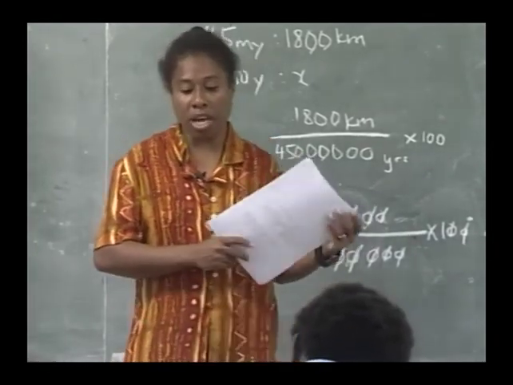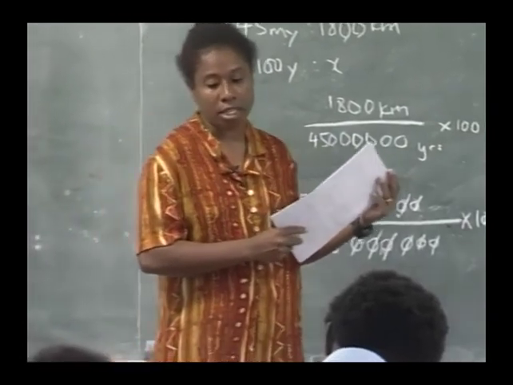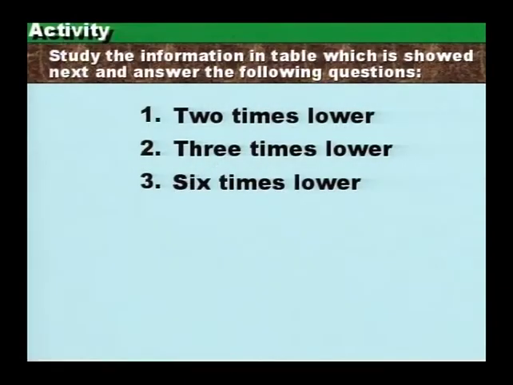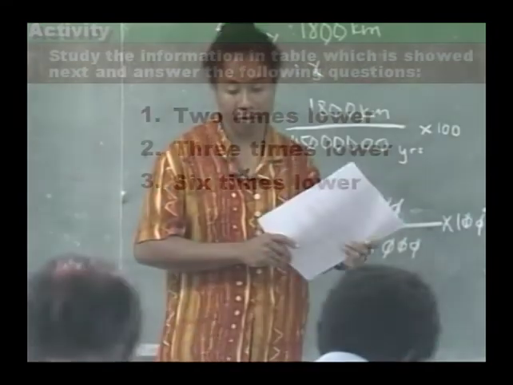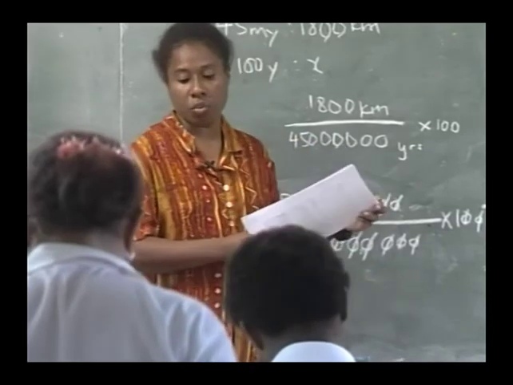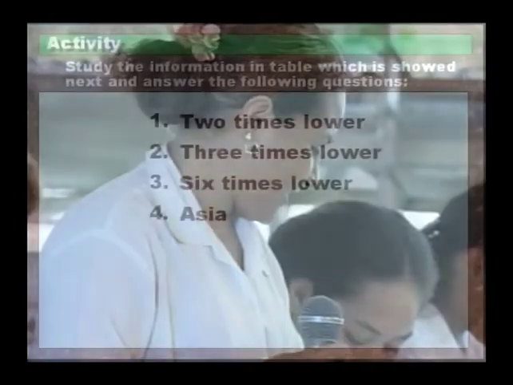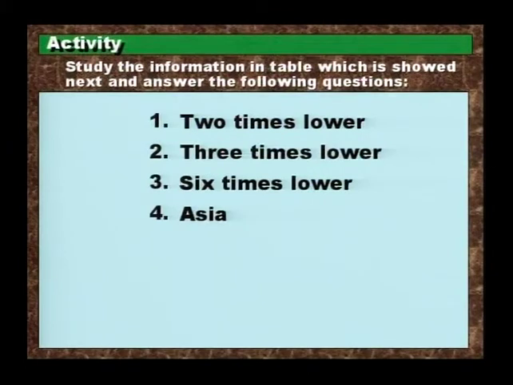Francis, question 3. How does Antarctica's height compare with Australia's height? Antarctica's height is 6 times higher than Australia's height. Okay, Antarctica's height is 6 times higher, or we can say Australia's height is 6 times lower than Antarctica's. Okay, correct? Good. Let's move on. Question 4. On which continent is the world's highest point? The world's highest point is the Asian continent. Okay, very good.